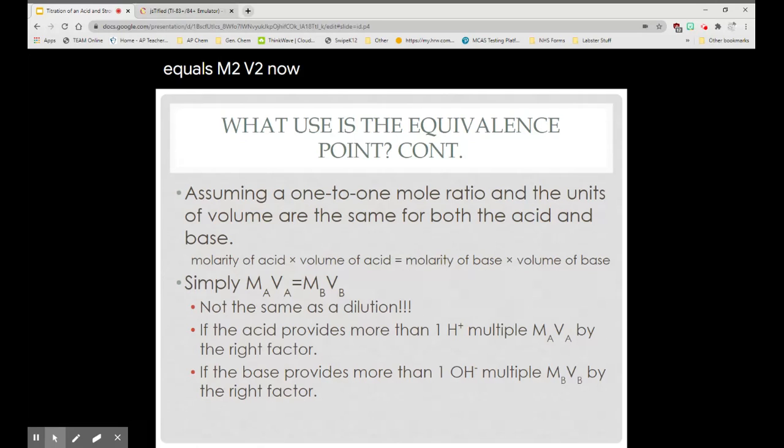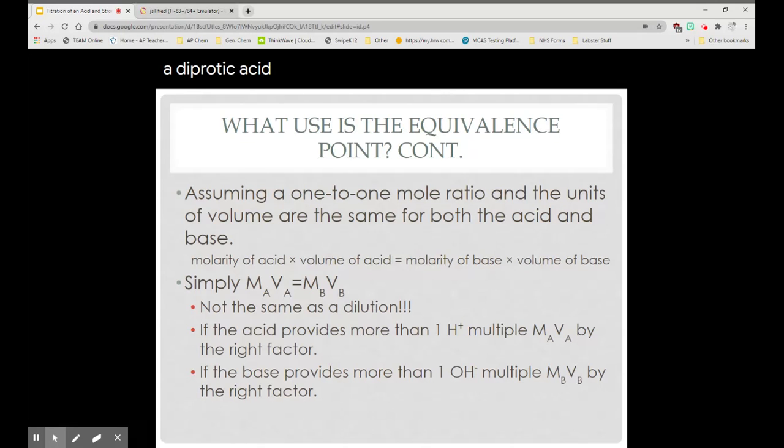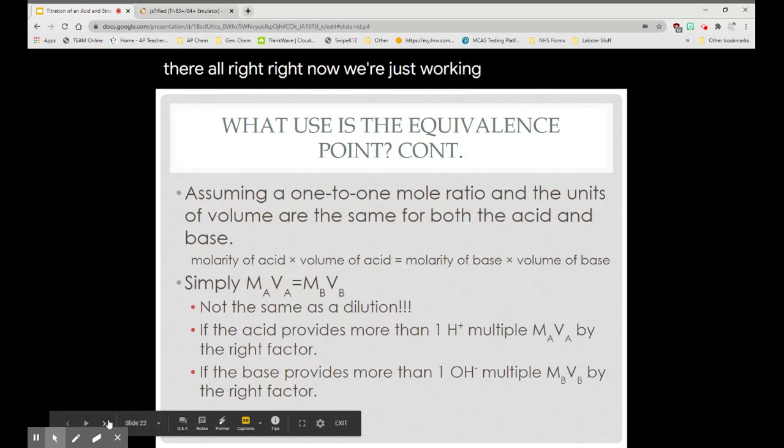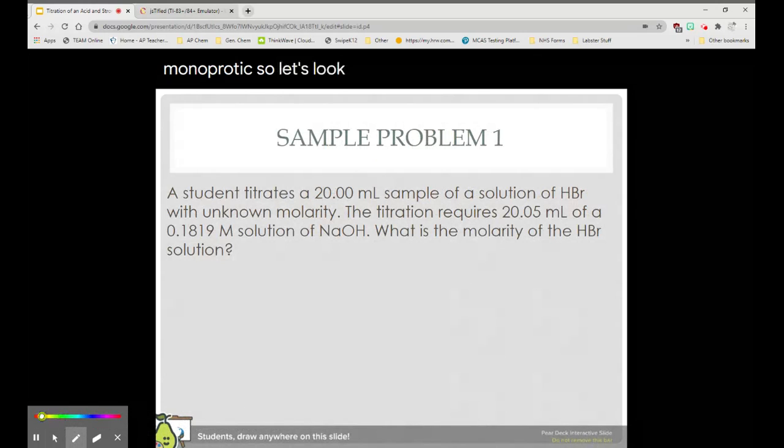Now, as we'll see in Unit 8, if we're working with a diprotic acid or diprotic base, we just multiply the side that makes two, either hydroxides or H pluses, by 2. That will get us there. All right, but right now we're just working with strong monoprotic. So let's look at this problem.